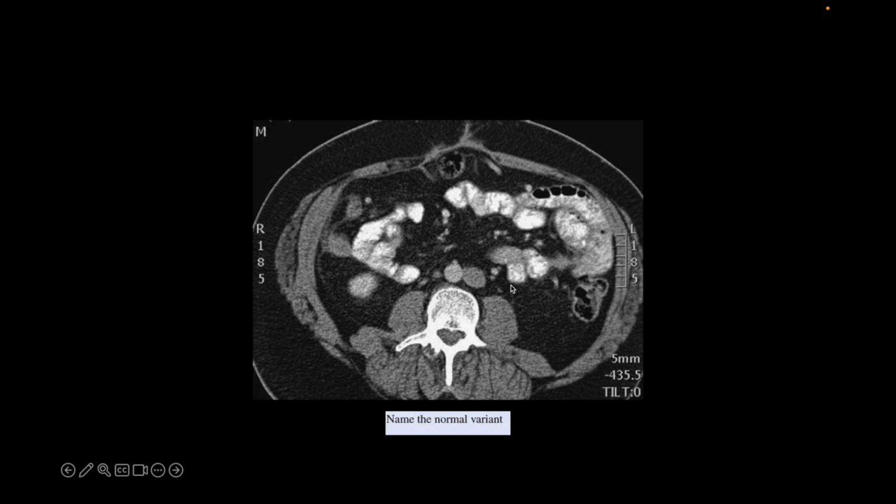This is a left-sided IVC. That's the aorta, that's the IVC. This is nice round. This is slightly flattened like a vein would be, and this is on the wrong side. So this is a left-sided IVC variant.